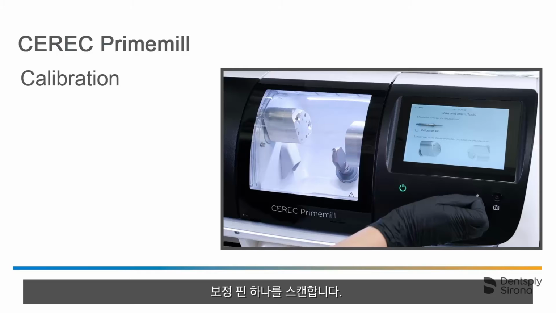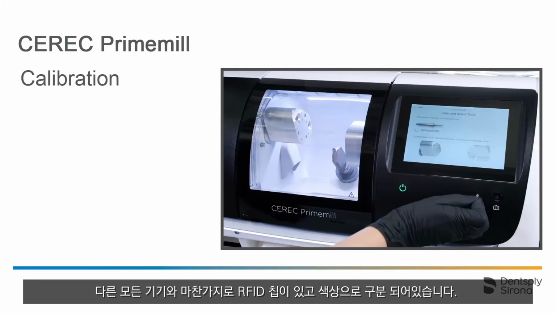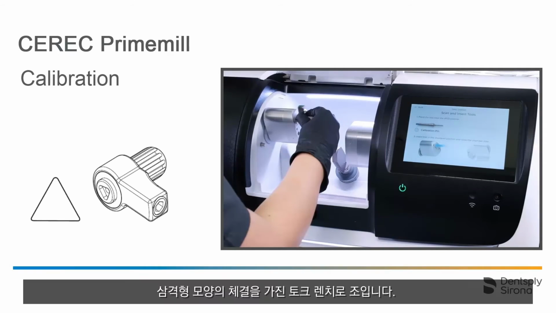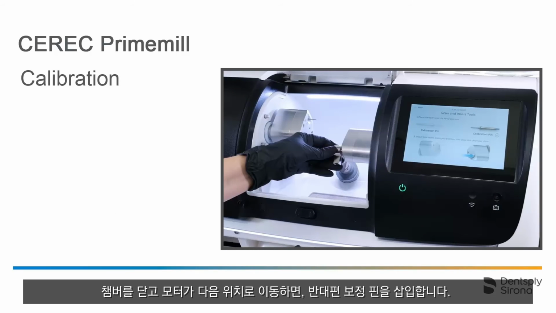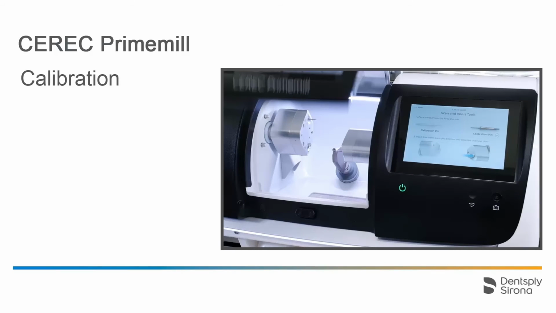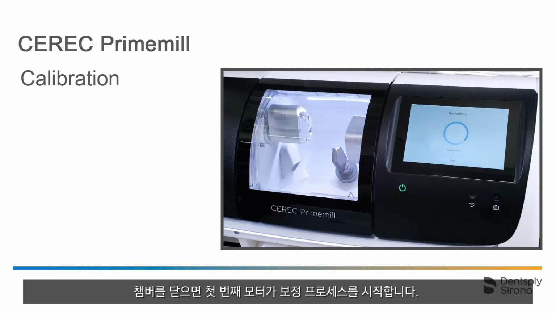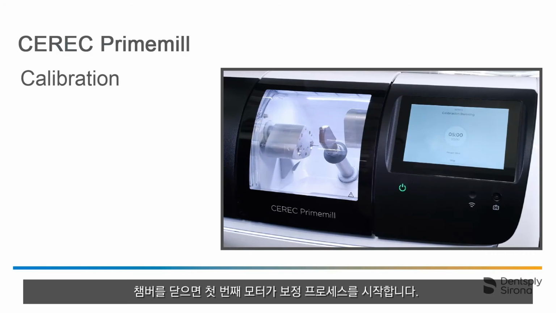We scan one of the calibration pins, which, just like all the other instruments, also has an RFID chip and is color-coded. We tighten it with the torque wrench with a triangular connection with a lower torque, as shown here. Then we close the chamber once again, and the motors move to the next position to fasten the opposing pin. The process here is identical to the previous one. We close the chamber and the calibration process for the first pair of motors begins.